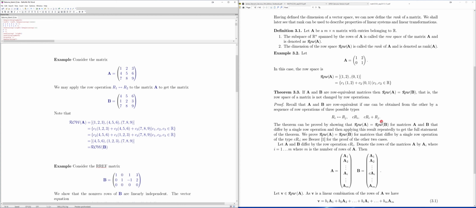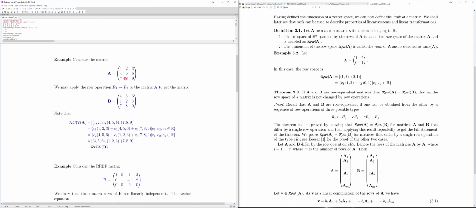Okay, and likewise, this one is a little more complicated, but it's the same idea: if I have a matrix A and I apply this row operation to get a new matrix B, then the row operation is not going to change the row space. The row space of this one is going to be the same as the row space of this one. So the idea is that if you have a matrix A and you do a single row operation to get a new matrix, whether the single row operation is of this type or this type, the row space doesn't change.